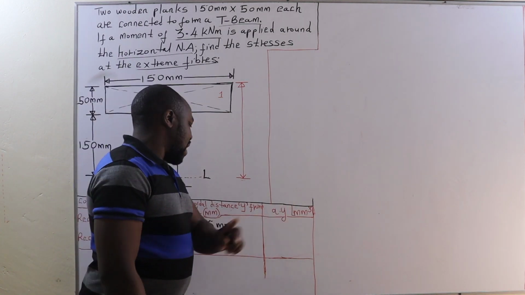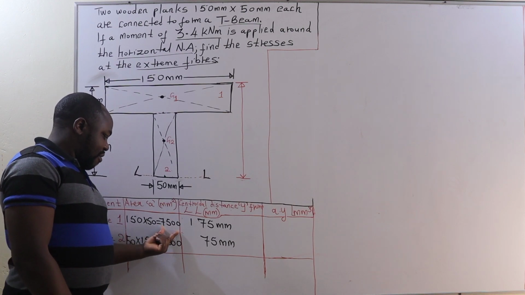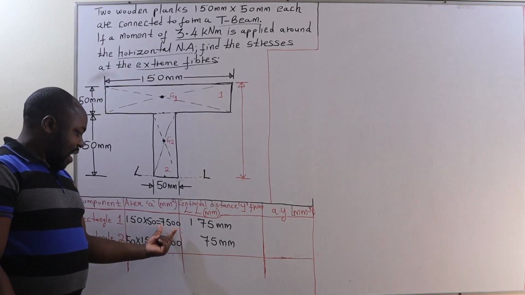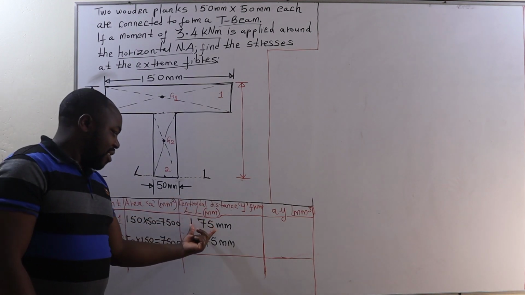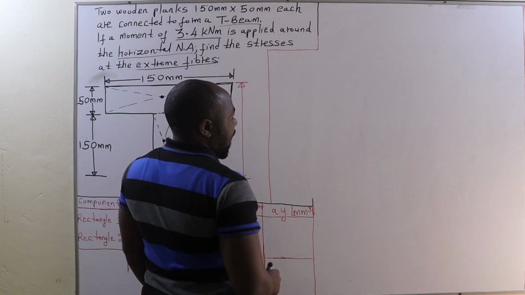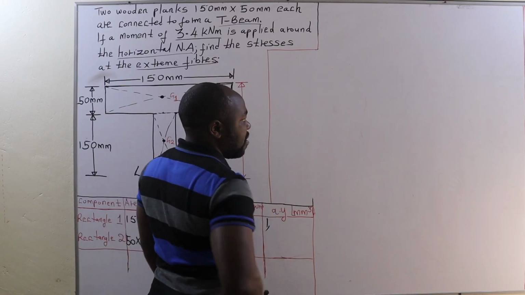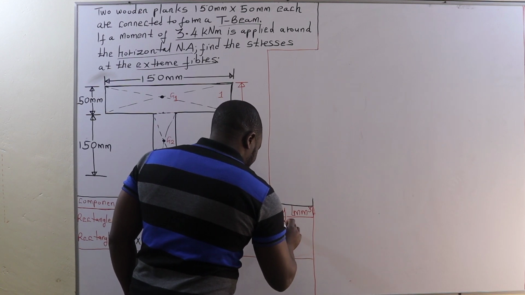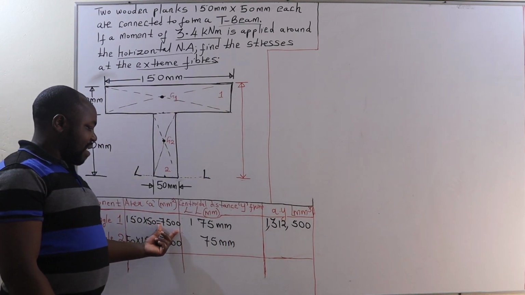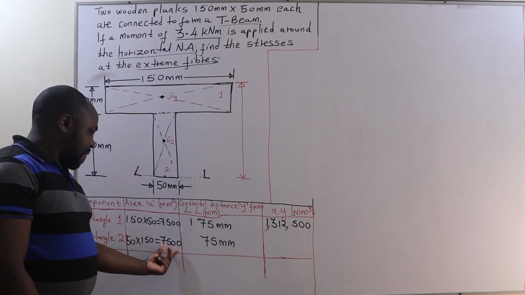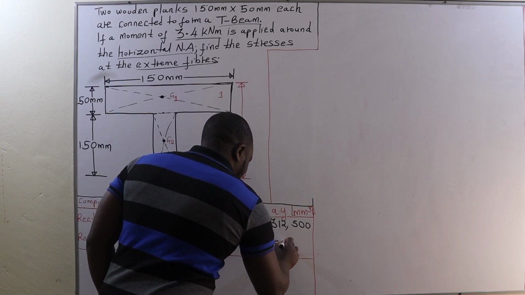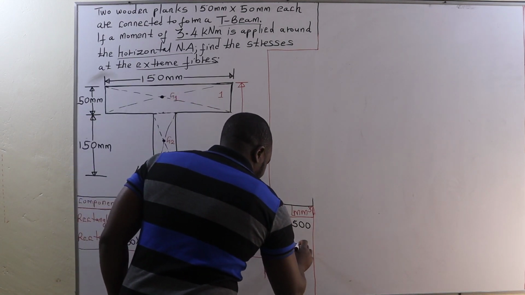Then from there we have AY. AY will be the area of the components times the centroidal distance. For rectangle 1, AY is going to be the area of rectangle 1 times the centroidal distance from LL. Therefore, 7,500 times 175 is 1,312,500. For rectangle 2, 7,500 times 75 is going to be 562,500.